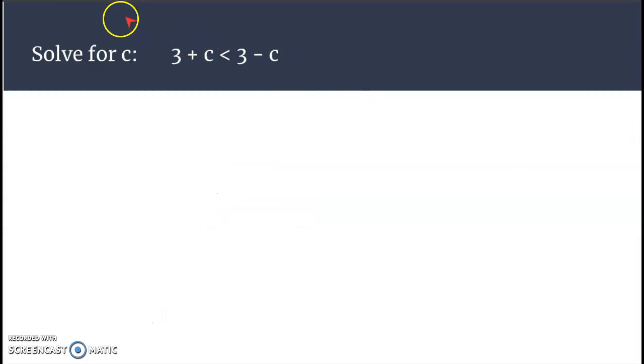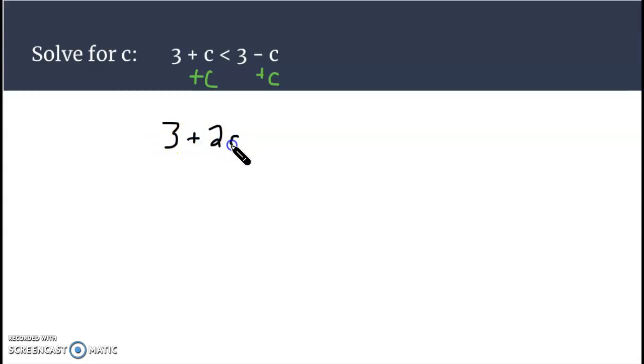Let's look at another one here. This time we have variables on both sides. Let's first try to get all the c's together. Notice we have 3 plus c less than 3 minus c. First I'm going to add c to both sides. And then we have 3 plus 2c. We're still less than 3.